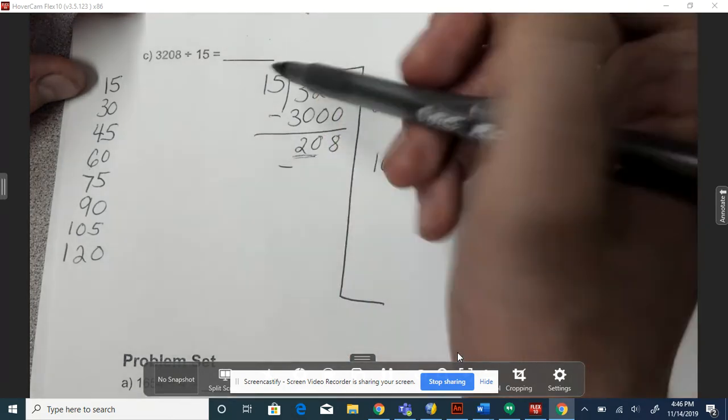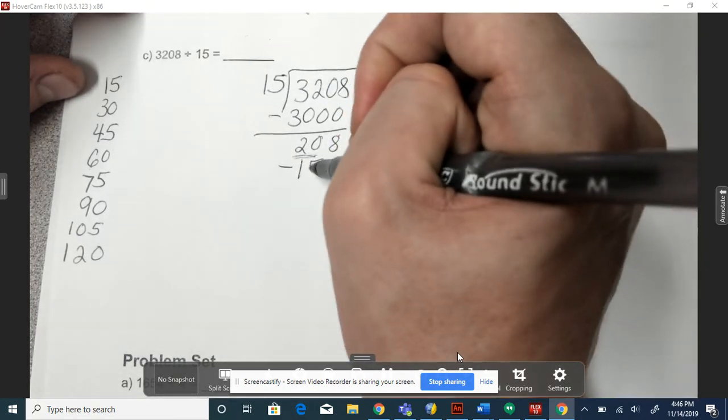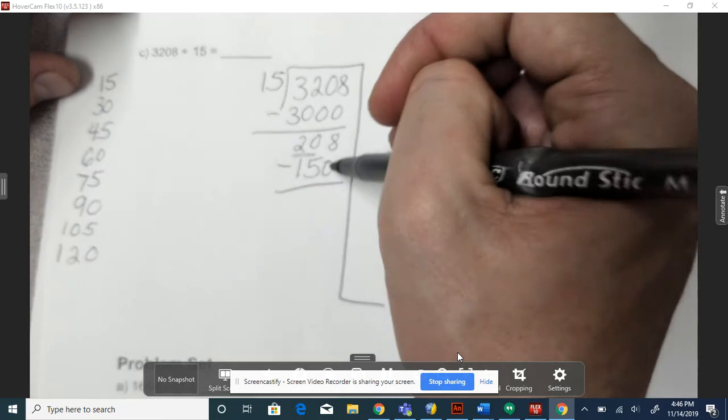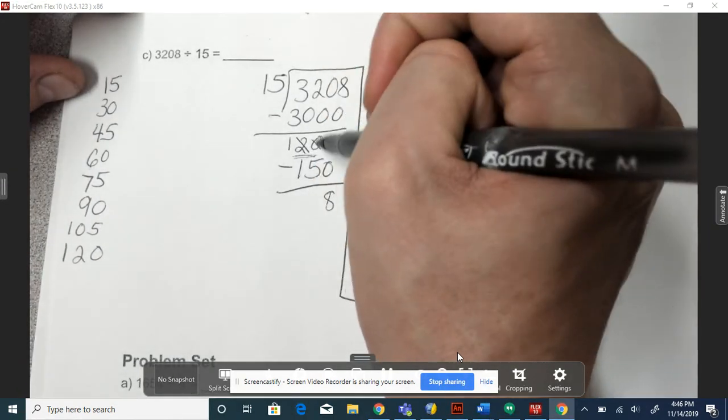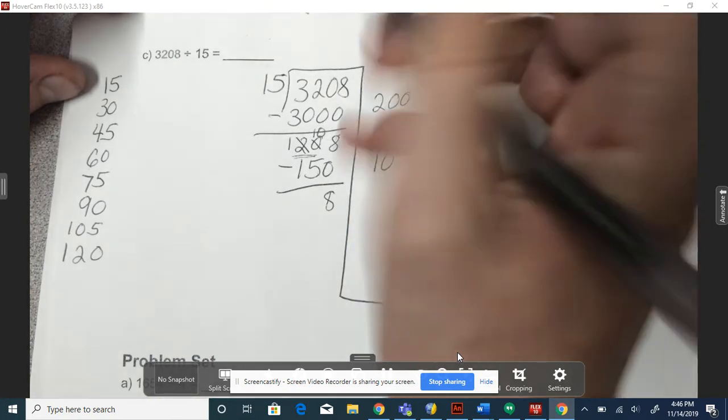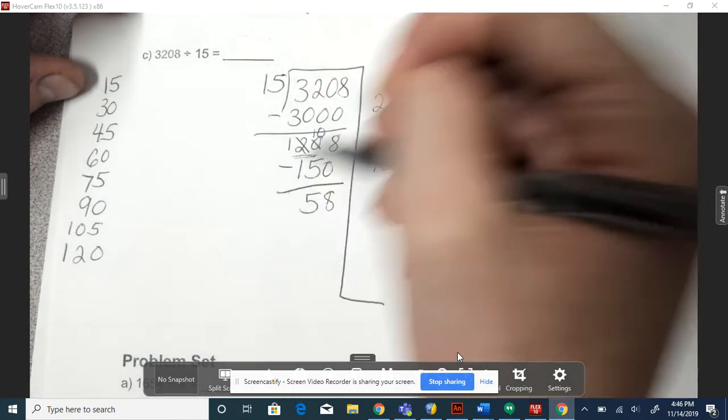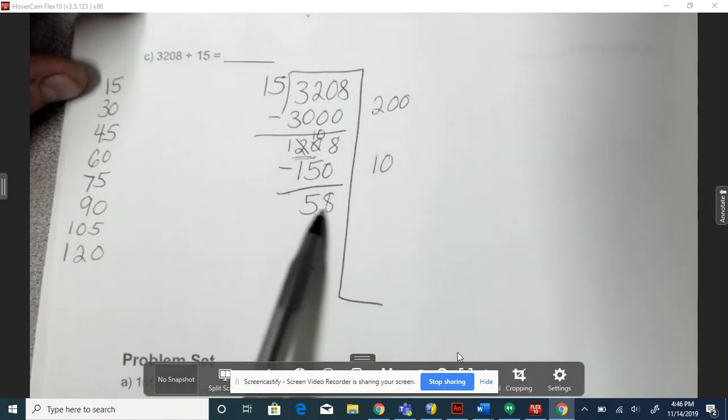And we're going to subtract. 15 times 10 is 150. 8 minus 0 is 8. 0 minus 5 we can't do, so we're going to regroup. 10 minus 5 is 5. And 1 minus 1 is nothing. So now we have 58 left.